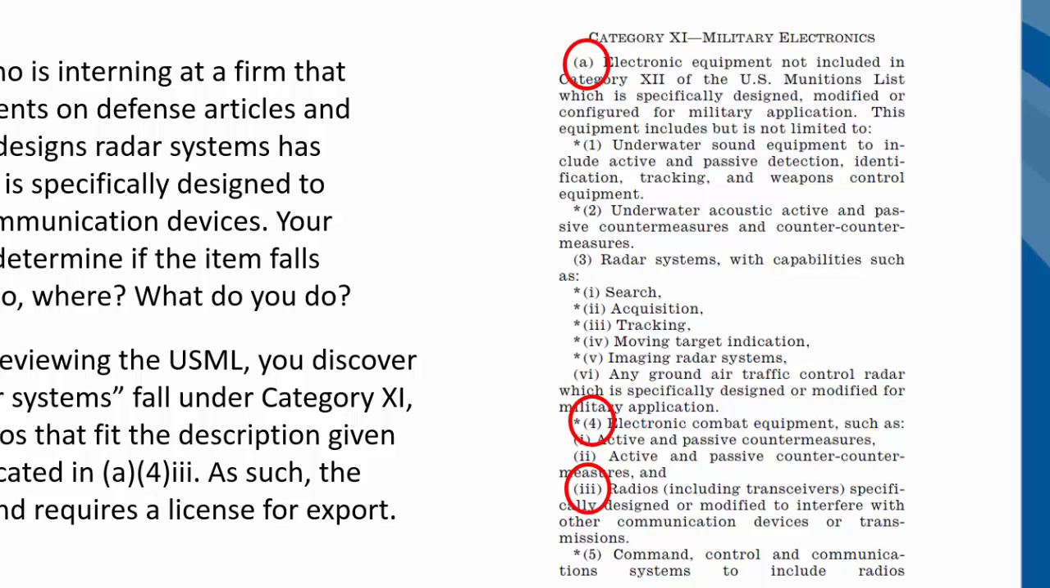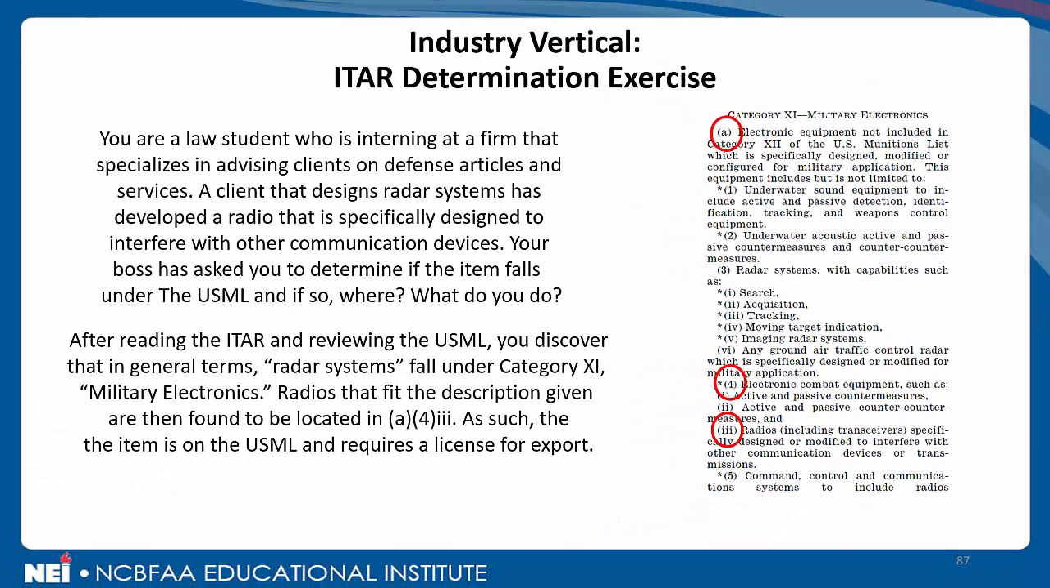We have to have that terminology in our mind at all times. So as we go down Category 11, you'll note that A is followed by A1, underwater sound equipment, A2, underwater acoustic active and passive countermeasures, 3, radar systems, maybe we're getting warmer, but if you go down to 4, you'll notice electronic combat equipment such as, and then 1 and 2 we can read through, but when we get to 3, radios, including transceivers, specifically designed or modified to interfere with other communication devices or transmissions. That fits the description of our article. As such, it is an accurate determination. Classification A4(3).